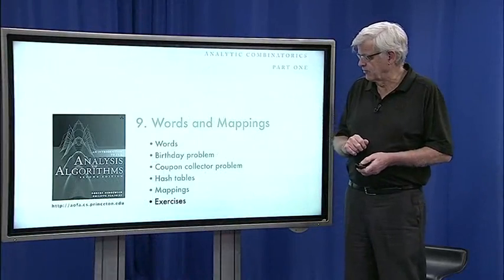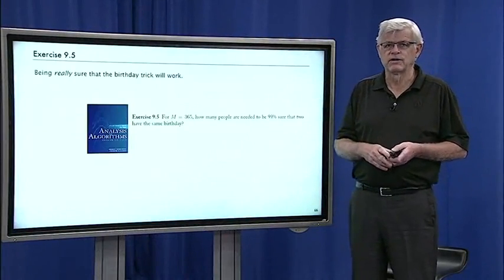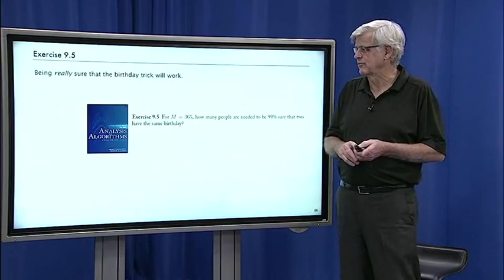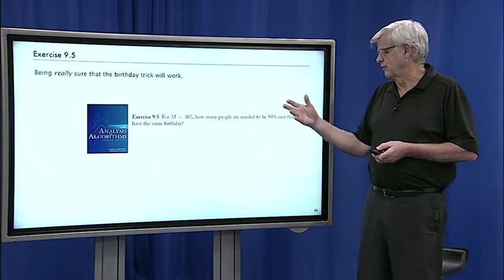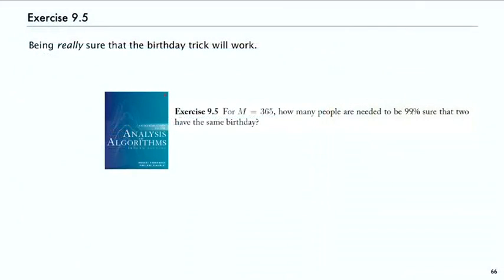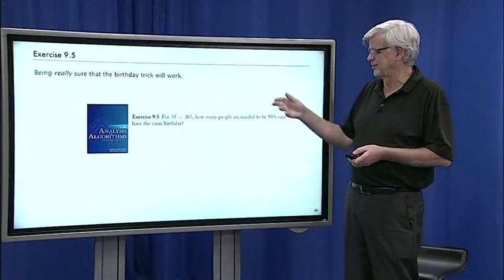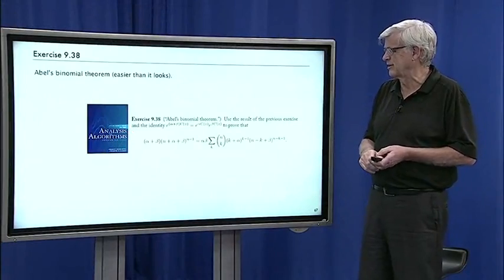So here's a few exercises that you could use to test your understanding of material in this section. First one is just a calculation. If you were a paranoid professor and you had a big class, how big would the class be to be 99% sure that if you ask everybody in the class, you're going to find two that have the same birthday? So that's just a fun calculation.